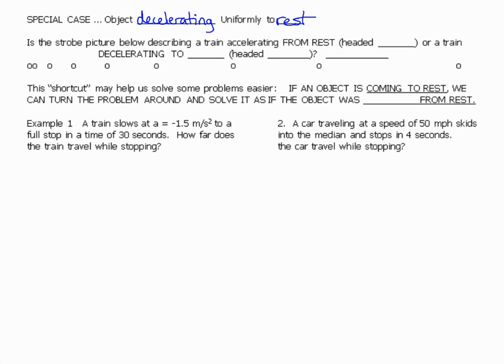In the stroke picture below, it describes a train accelerating from rest, headed east, or it could represent a train decelerating to rest that is heading west. Which one is it? It could be either one.